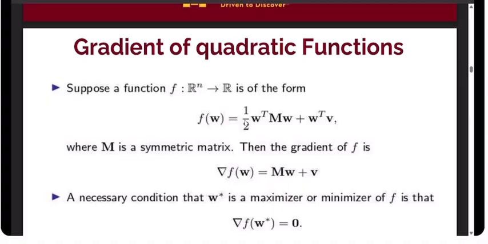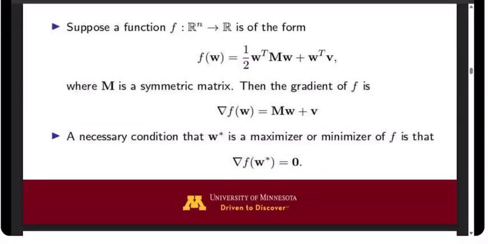The investor wants to figure out the optimal amount of money I'm actually going to spend on each investment, and that's the W here. And of course, we believe a necessary condition is that W star is going to be a maximizer or minimizer. When I plug that back into the derivative, it should give me zero. Of course, we all know this as a fundamental belief in optimization.